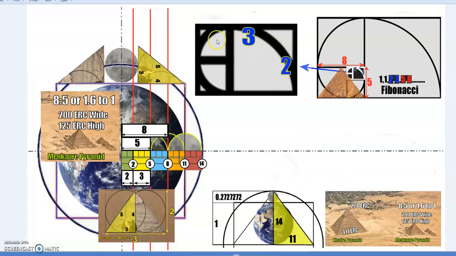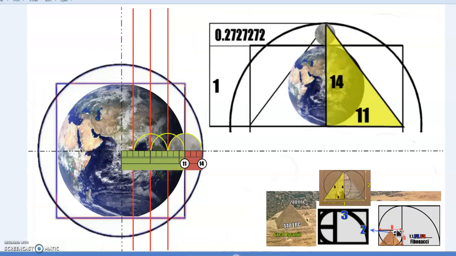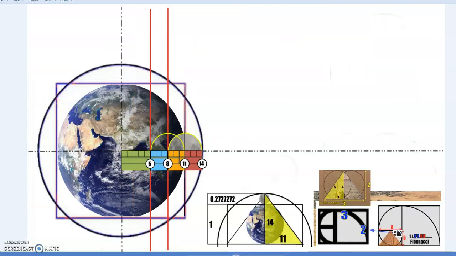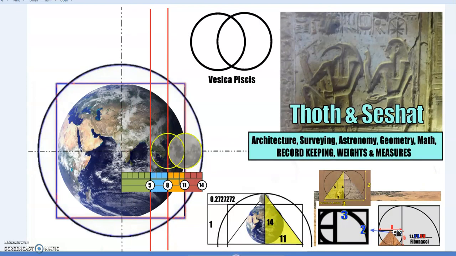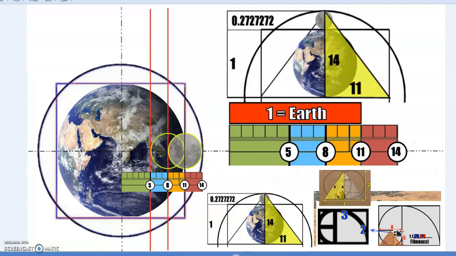The 2:3 ratio of Khafre's pyramid, well, so Fibonacci numbers 1, 1, 2, and 3. The next Fibonacci numbers are 5 and 8, and that's the Menkaure pyramid. And now, what we actually have is some really cool information about the guides of ancient Egyptian gods: architecture, surveying, astronomy, geometry, math, record keeping, and most importantly weights and measures, science.